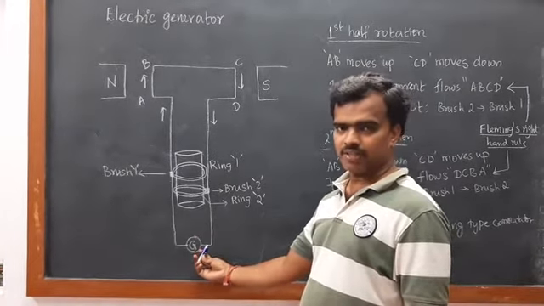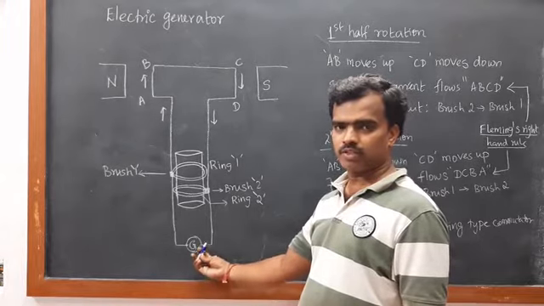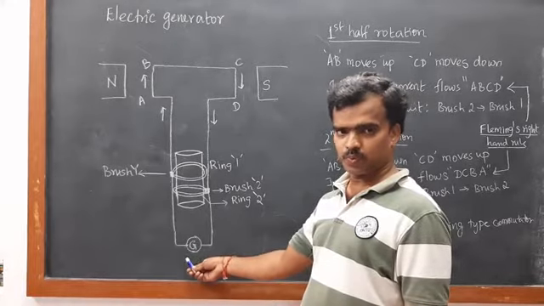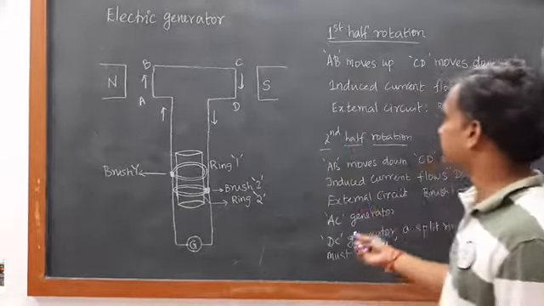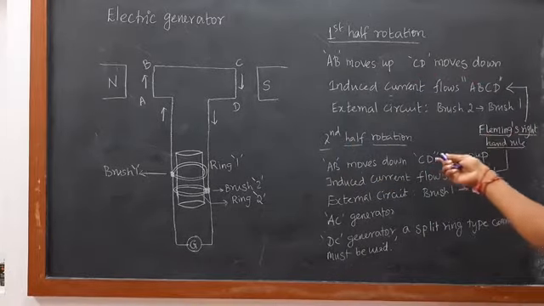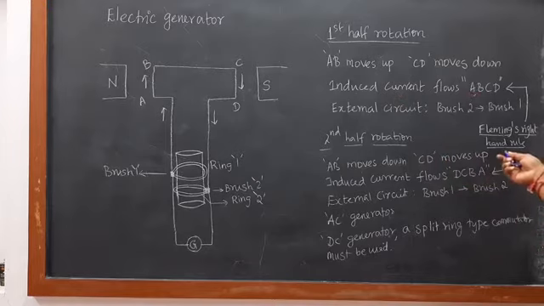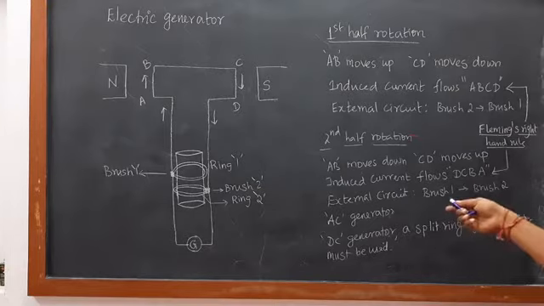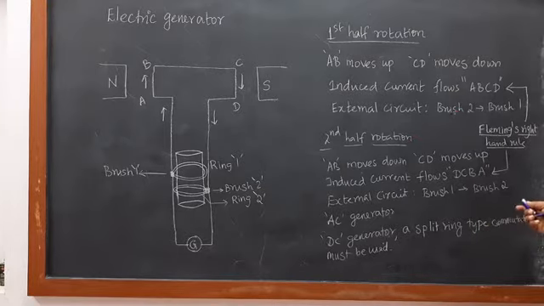If the direction of the current is changed, what will happen? The deflection shows in the opposite direction, right? So I have written here, in the first half rotation, AB moves up and CD moves down, and the induced current flows in the direction of ABCD, which is explained by Fleming's right hand rule. In the external circuit, current flows from brush B2 to B1. In your textbook it is given as B2 to B1.